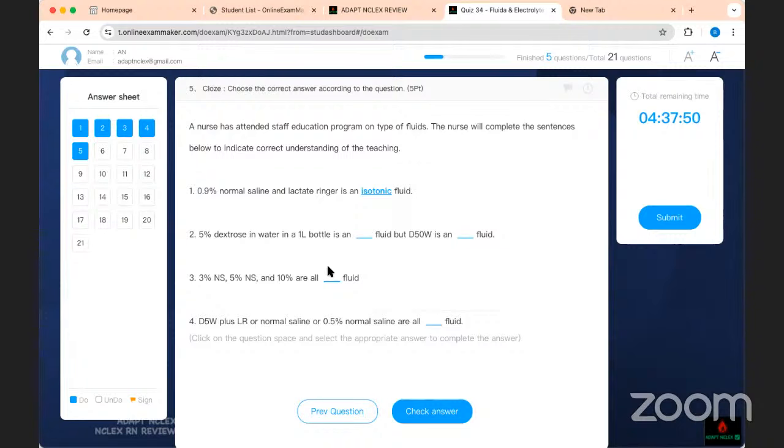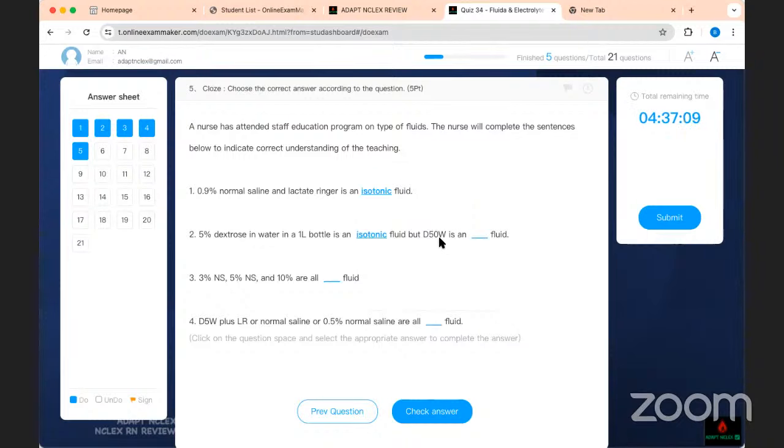5% dextrose in water in the 1 liter bottle. Pay attention: 5% dextrose in water in a liter bottle, sitting in the nursing station. What is it? 5% dextrose, that means sugar water. Is it isotonic, hypotonic, or hypertonic? You see, that's the thing. 5% dextrose in water, what kind of fluid is it? I just explained it to you. It's an isotonic fluid. But when you infuse it, it becomes hypotonic.